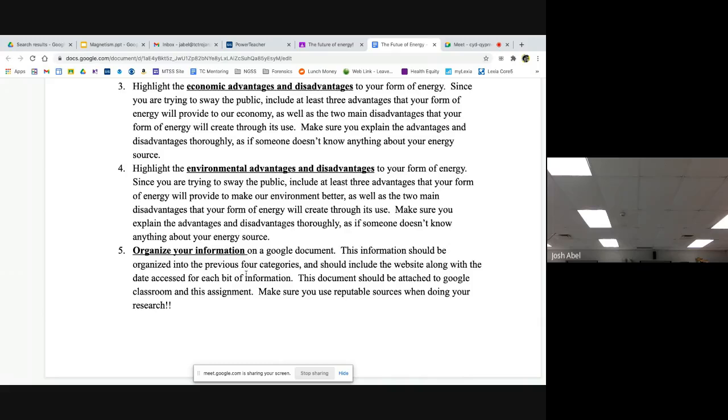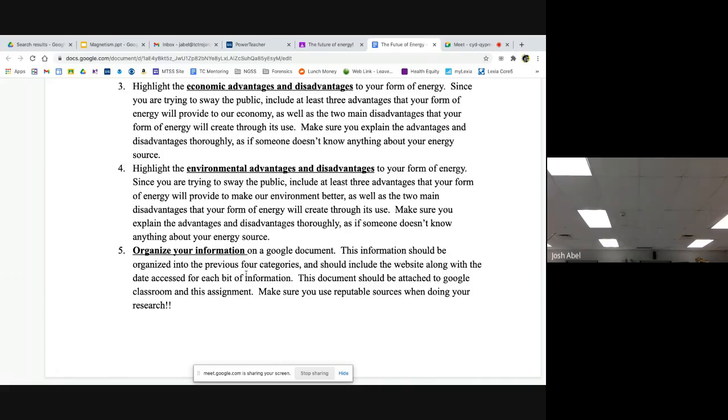So in this one, notice again, you're going to highlight the advantages and disadvantages. Again, same exact thing. You're going to have 3 advantages and 2 disadvantages for the environment. So what would be an advantage for solar energy to the environment? Coons, go. It doesn't pollute. Sure. Doesn't pollute, doesn't produce carbon dioxide, doesn't produce greenhouse gases. Those are things that are advantages, right?